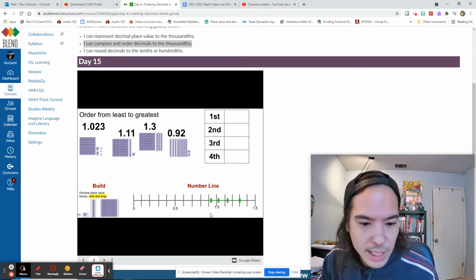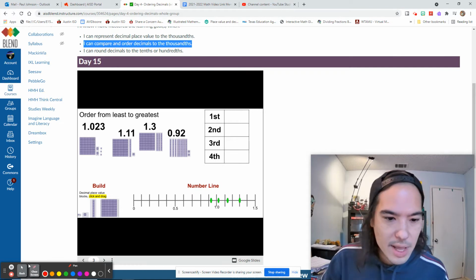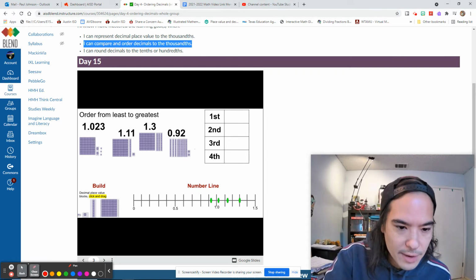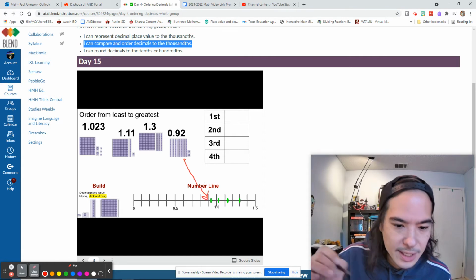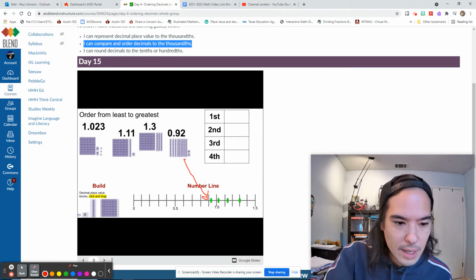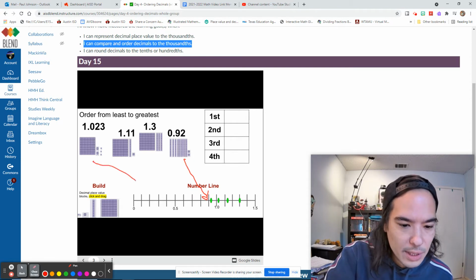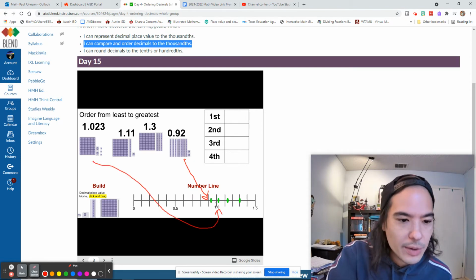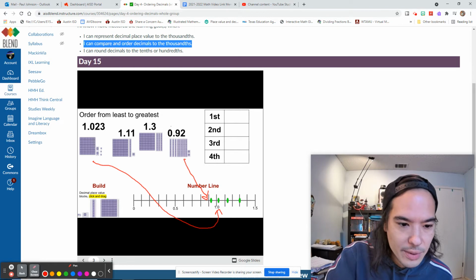All right, so they have placed our numbers on the number line. I'm just going to draw a line from each one. I hope that's not confusing, but our 92 hundredths is, like I said, the only one that is before the 1. The next one would be the one that's closest to 1. We know this one's closest to 1 because there's a 0 in the tens place on this one. There's a 1 in the tens place. There's a 3 in the tens place on that one.